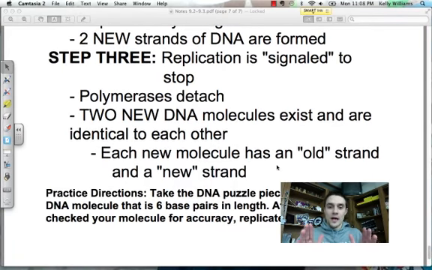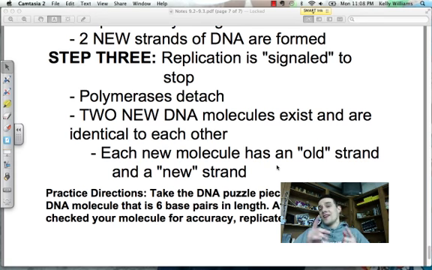Step 3 is pretty simple. It's a stop sign, okay? Replication is signaled to stop. The polymerases detach, and the two new DNA molecules exist and are identical to each other, because remember that complementary relationship. Each new molecule has an old strand and a new strand.